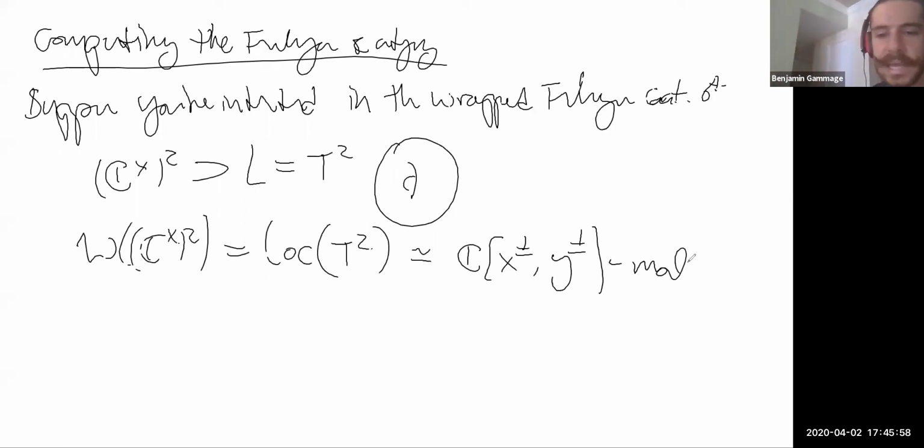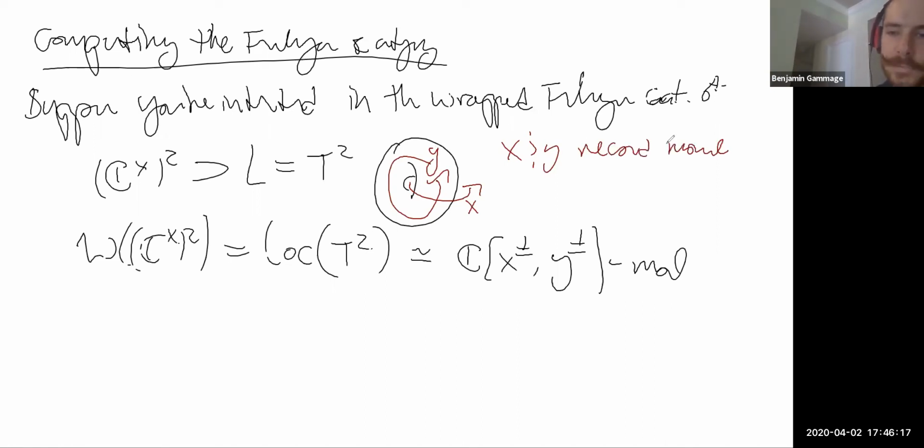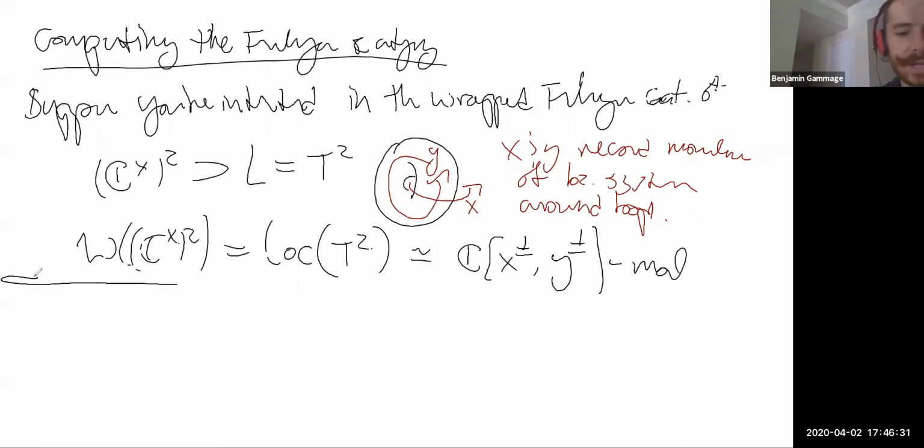And these x and y are recording the monodromies of your local system around the two loops in this torus. So x and y record monodromies of local systems around loops. Okay, so that's what happens. That's what happens if you had a smooth Lagrangian torus.